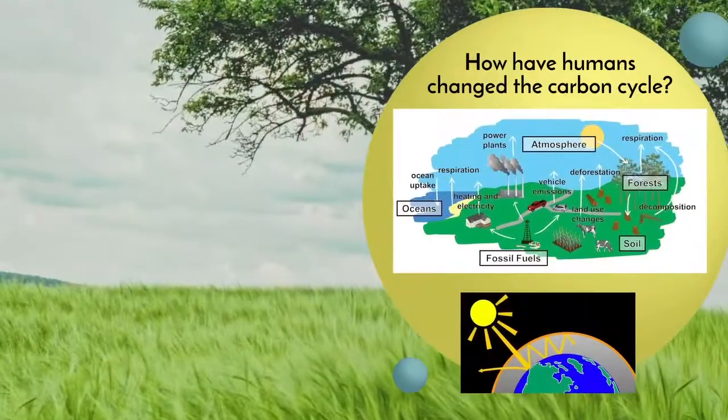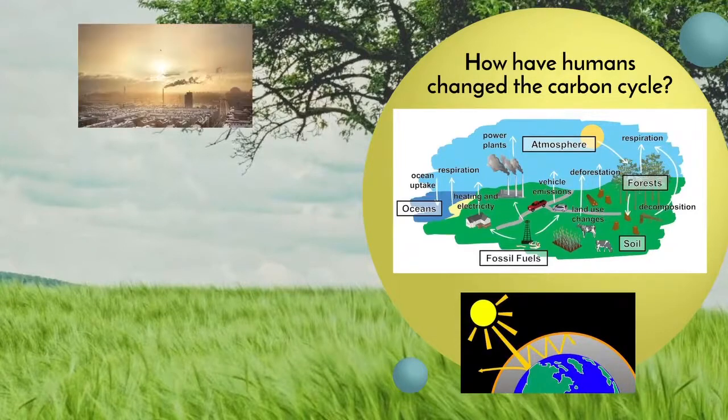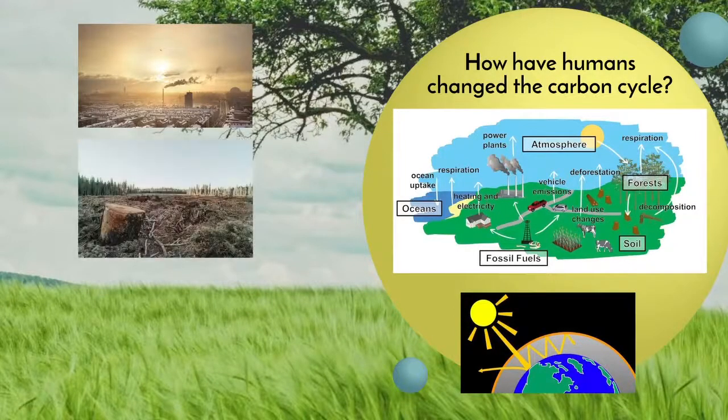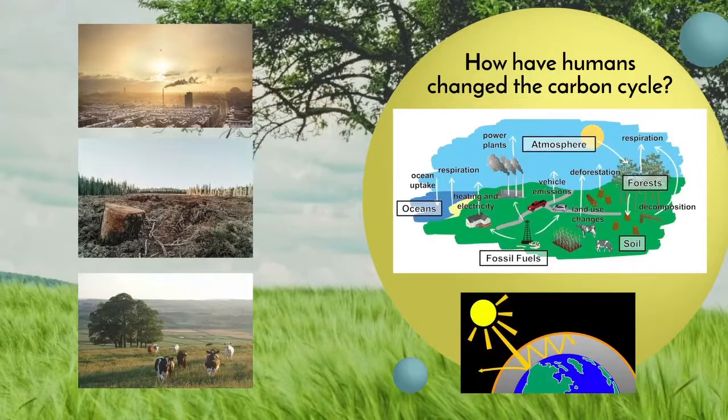Now, let's take a look at how humans have changed the carbon cycle. As we mentioned, one of the most important ways is by burning fossil fuels. Deforestation, or the clearing of forests, impacts the carbon cycle. The clearing of land for livestock also alters the carbon cycle.